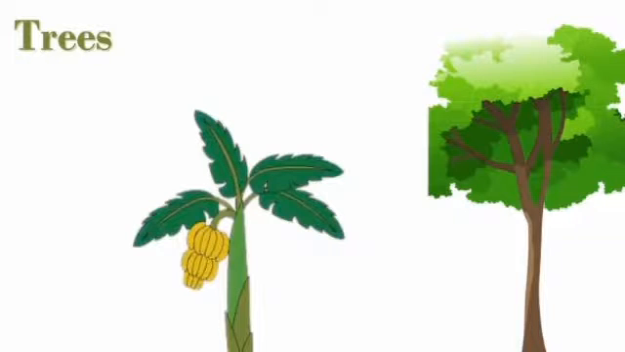Tree. Some plants grow tall. Their stem or trunk is hard and strong. They have branches at some height above the ground. They bear flowers and fruit for many years. Such plants are called trees. Trees are tall, big and perennial, that is, they live for many years.